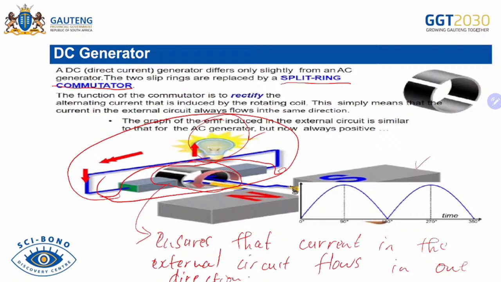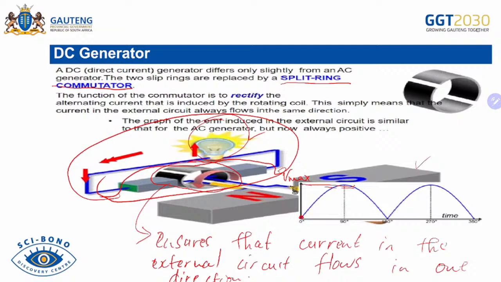When it comes to a DC generator, there is a split ring or split ring commutator. What is its function? It ensures that the current in the external circuit flows in one direction. That is why here you will see that the current does not change direction. Up there you are still having maximum Vmax, maximum current, maximum voltage, because this is EMF versus the position of the coil.